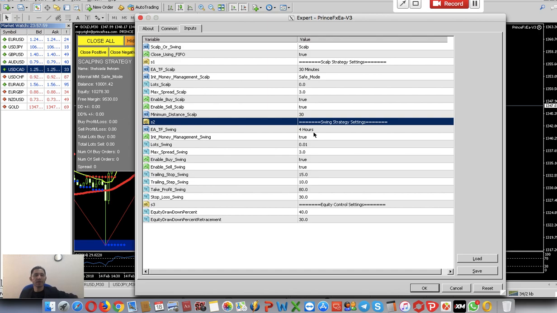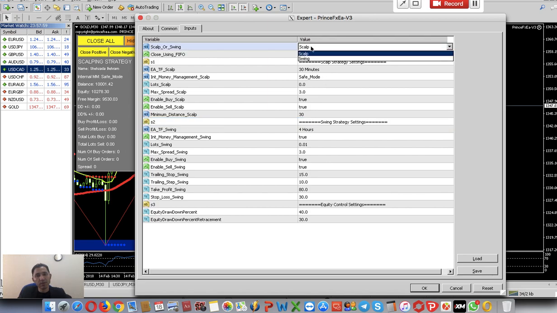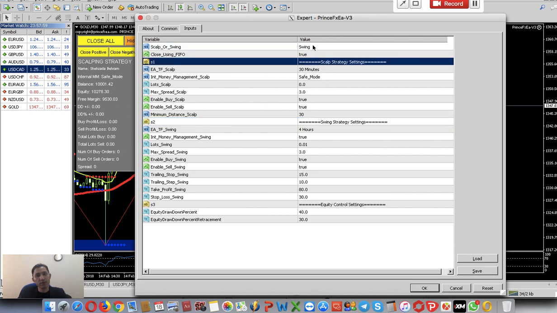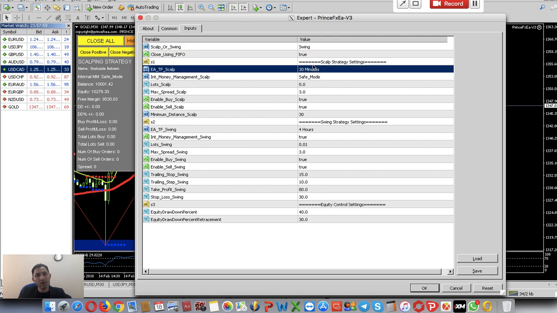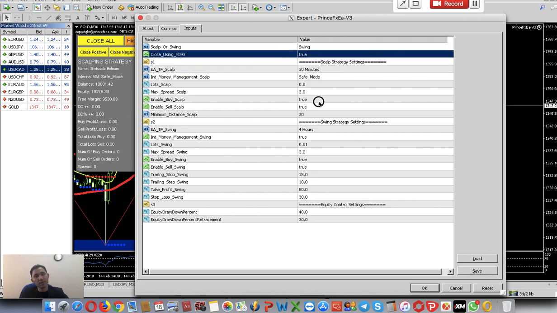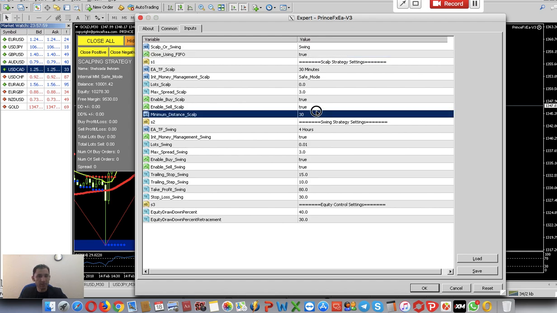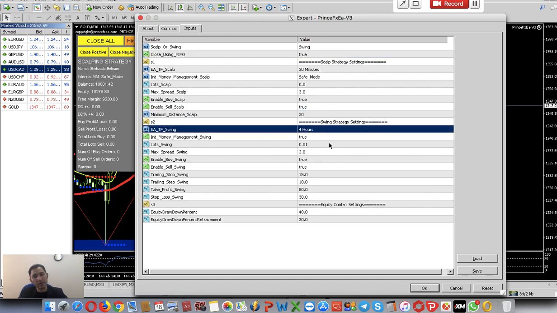So that's why I would request you that the primary strategy still is scalping, but if you still want to keep on swing trading mode, when you keep it on swing trading mode, that means all these scalping parameters will become disabled, and now you have to set up these parameters.